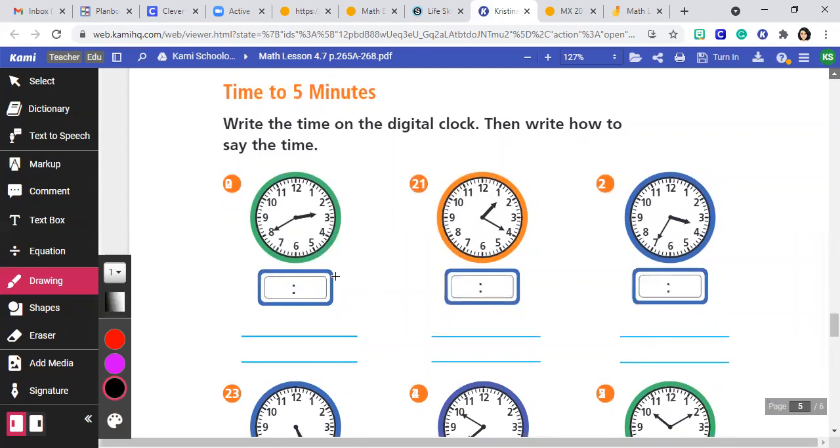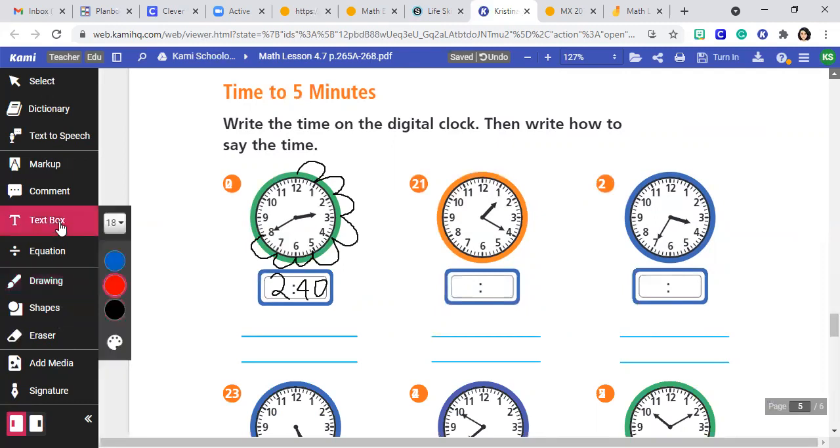So first question, how many minutes after the hour does this clock show? Well, if I need to go back and remember, 5, 10, 15, 20, 25, 30, 35, 40. So I know it's 40 minutes past the hour. And let's look at our hour hand. It's in between the 2 and the 3. So it's not 3 o'clock yet. So it's still 2 o'clock. So I'm going to say that the time is 2:40.